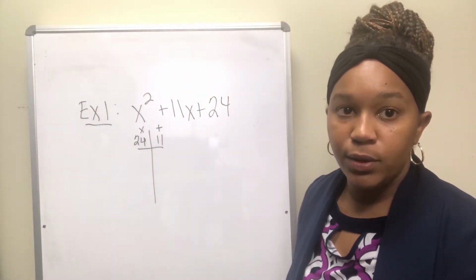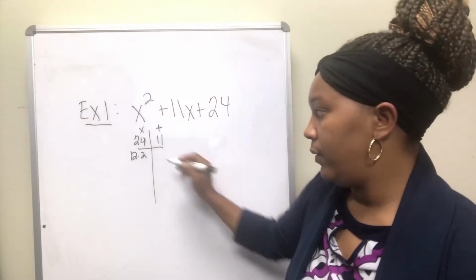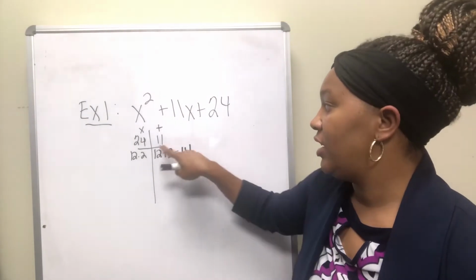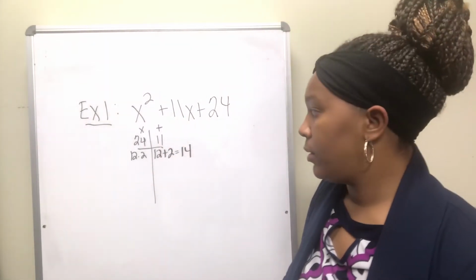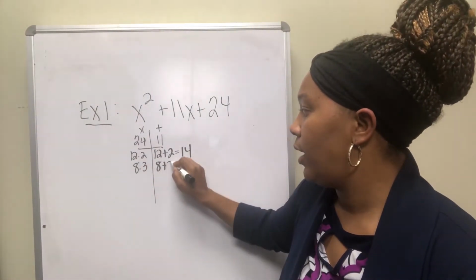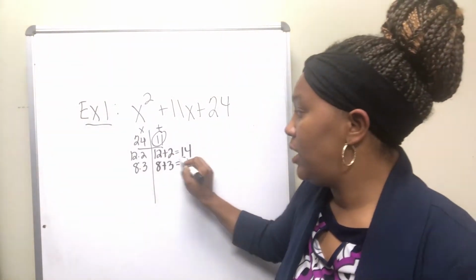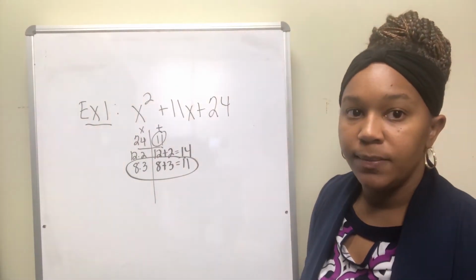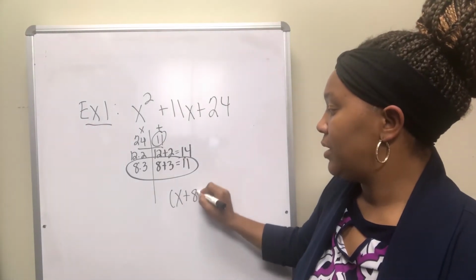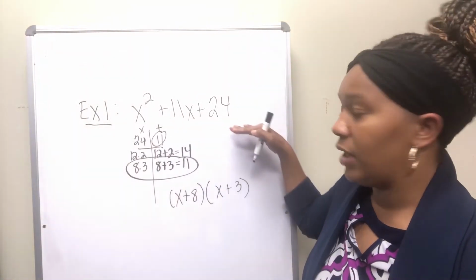So what are factors of 24 you can think of? 12 times 2. 12 times 2 gives you 24, but when you add them, you get 14. So that doesn't give me my desired middle number. What about 8 times 3? 8 times 3 is 24, and when you add 8 and 3, you get 11, which gives me my desired number. So these are the factors that I'm looking for, 8 and 3. Therefore, when I factor this, it will simply be x plus 8 times x plus 3. So this is x squared plus 11x plus 24 factored.